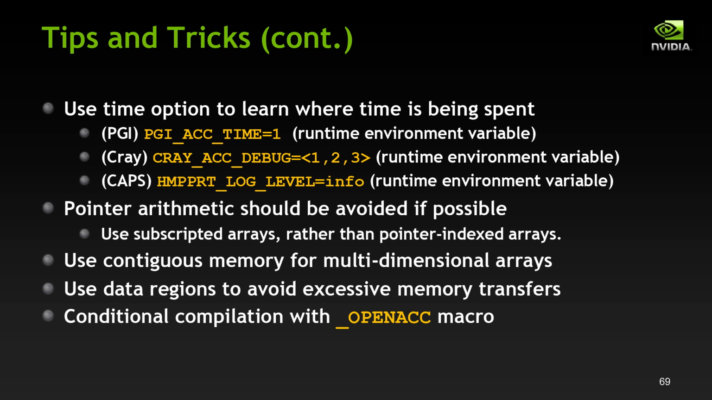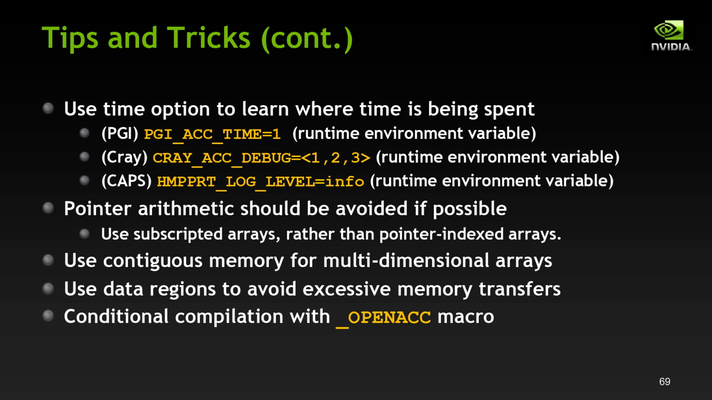Also, the 3 compilers have their own environment variables you can set. You've seen this one. Cray ACC Debug is a very nice one that gives, depending on the verbosity level, information about what's being done, about how your code is decomposed, how your loops get broken down into the hardware. Or this is the CAPS one. And this, if you set the log level to info, you get a lot of data. And so you'll probably want to pipe that to a file so you can look at it.